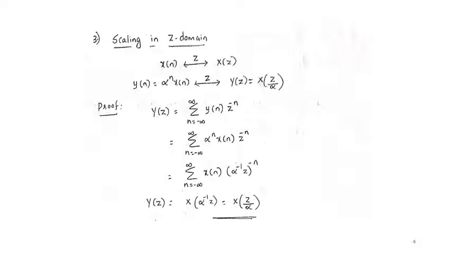So therefore, instead of z, I write it as alpha inverse z, that is x of alpha inverse into z, which is equal to x of z by alpha. Here alpha is the scaling factor, and that's what the property is called scaling in the z domain. If I multiply with some exponential signal in a z transform, it's like a scaling.